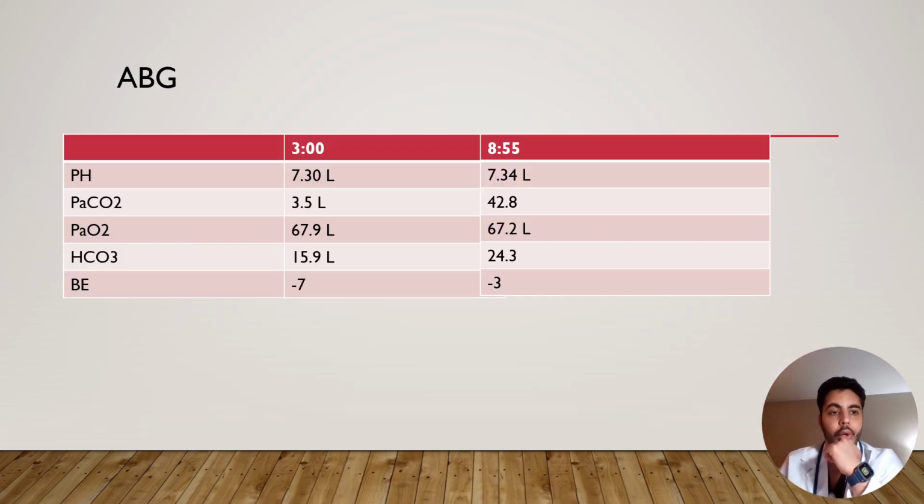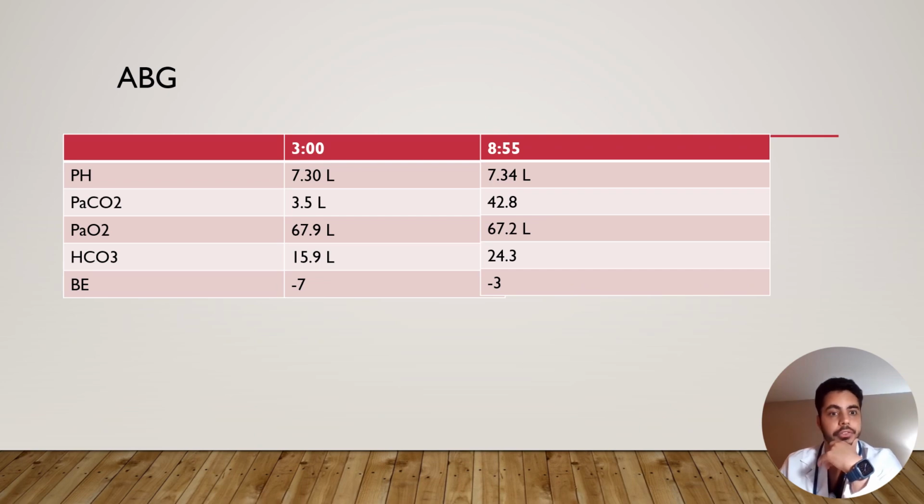Okay, cool. ABG. If you can see, guys, we did the ABG twice. Sometimes we follow the order for this patient, and as you can see here, we did it twice on the same day. One of them was at 3, and the other one was around 9, 8:55. The pH was 7.3 around this time, 7.34 around this time.